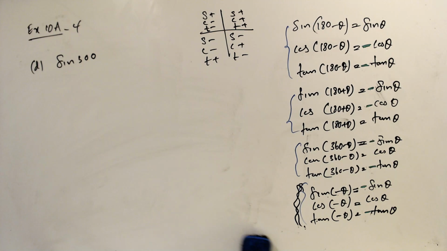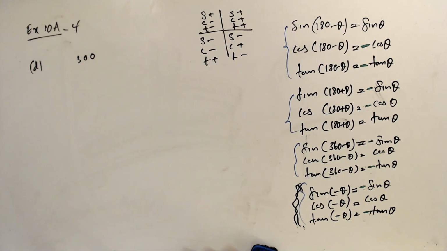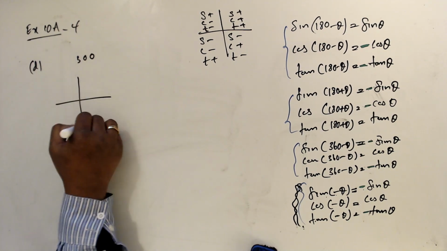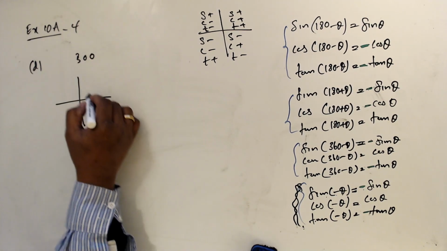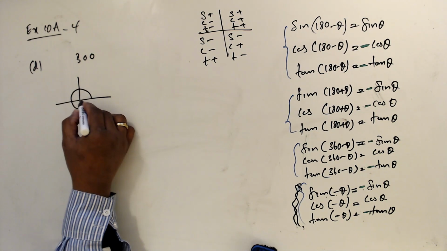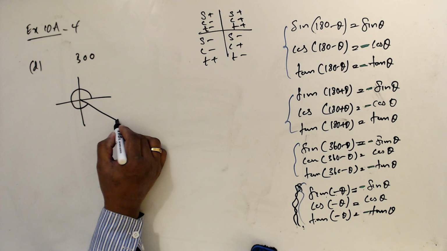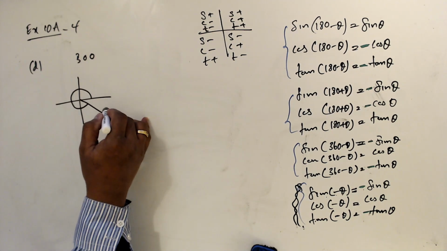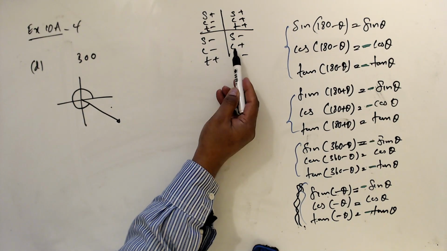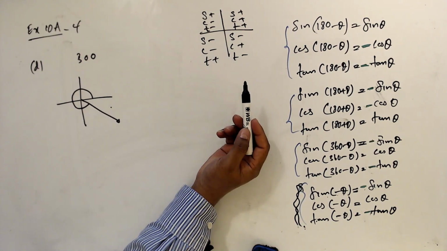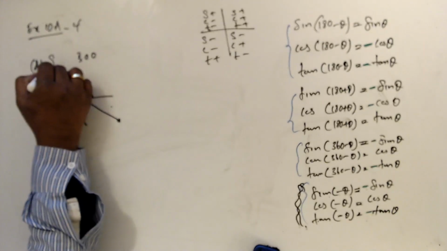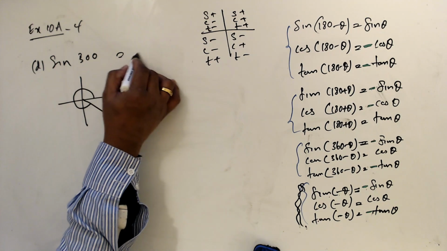Part D, sine 300. First of all, let's look at 300. What is the 300 location? It is positive. So we start from here, anti-clockwise 270 and another 30. It is in the fourth quadrant. In the fourth quadrant, sine is negative, cos is positive, tan is negative. What is the sum given? Sine. Then definitely this answer is negative.